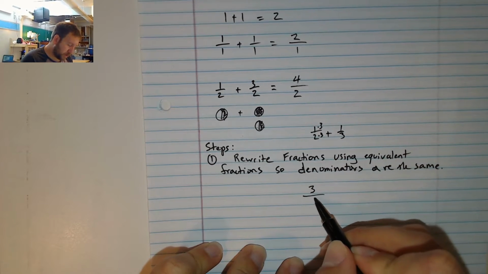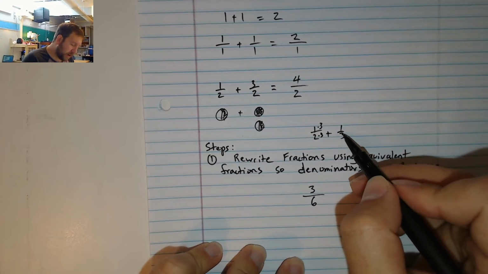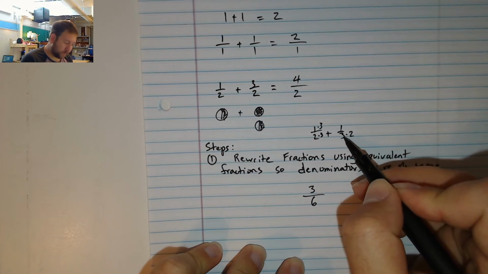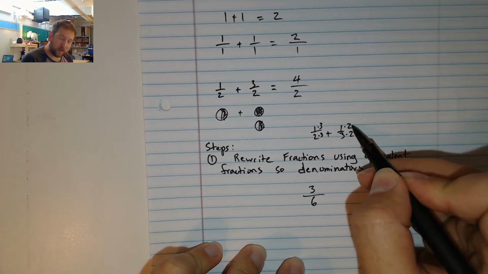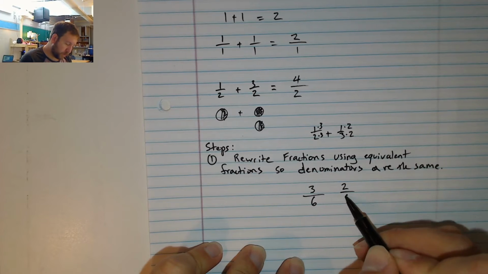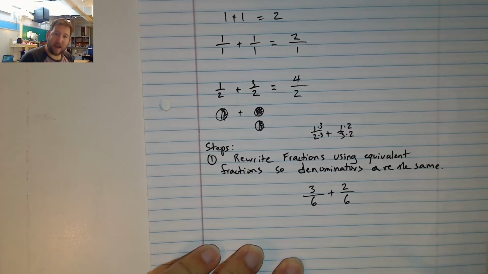3/6. And over here, I need to turn this 3 into a 6. So I'm going to multiply it by 2 as well as the top. And it's going to give me 2/6. And now I can add them.